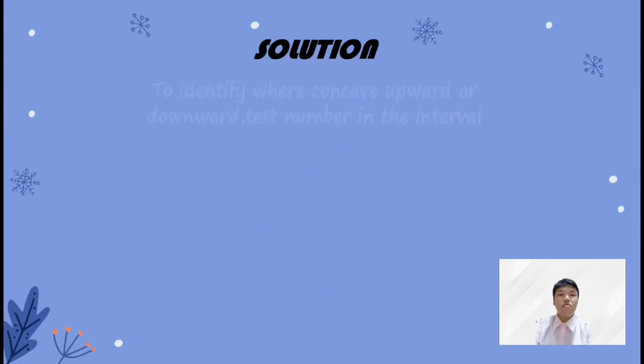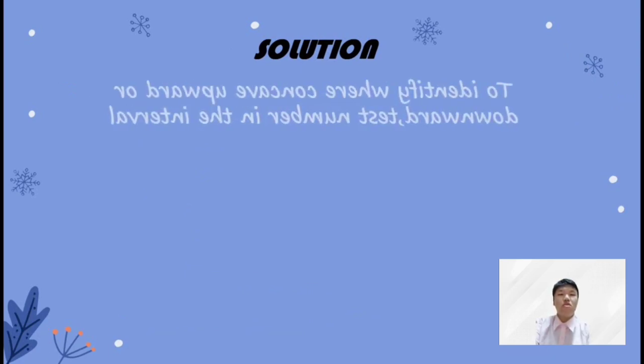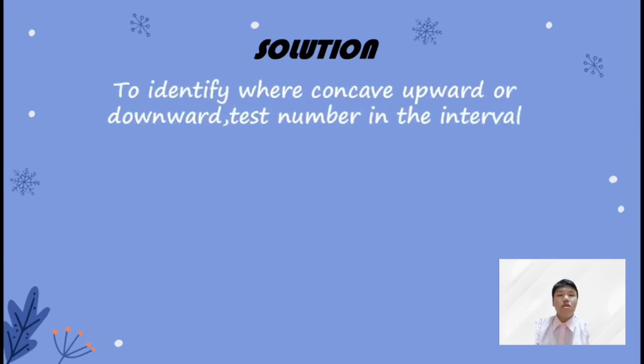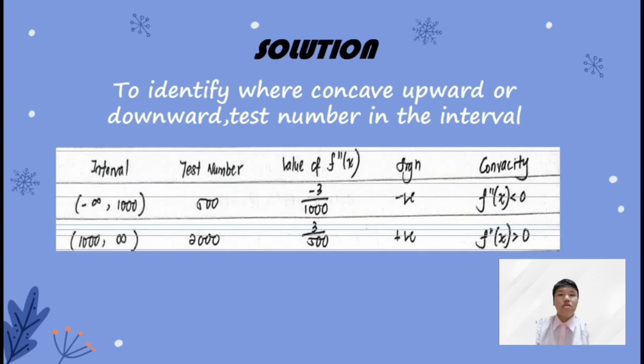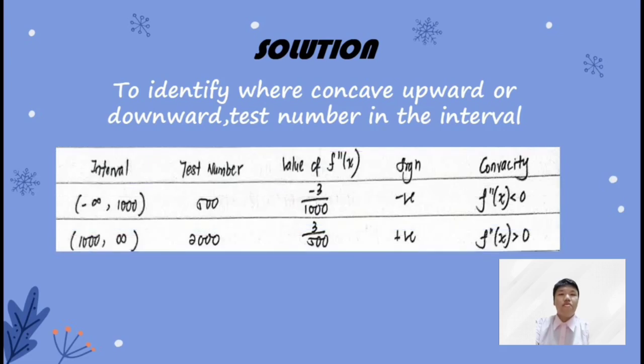Going on to the next step, we need to test a number to check which interval is concave upward or concave downward. Follow the steps as previously mentioned. The first column will be the interval, then the test number, which are 500 or 2000 in this case. Just to remind, the test number can be any number within the interval. Then we find the value of the second derivative of f, where we got negative over 1000 and 3 over 500 in this case. Let's write down the sign and whether it's greater or less than 0.